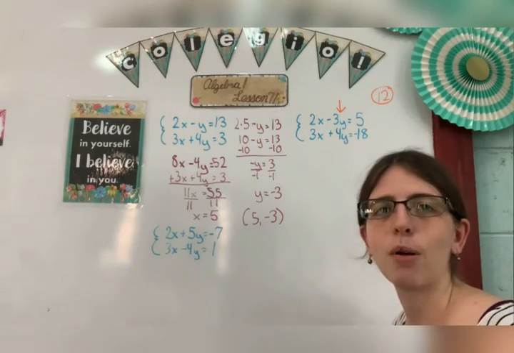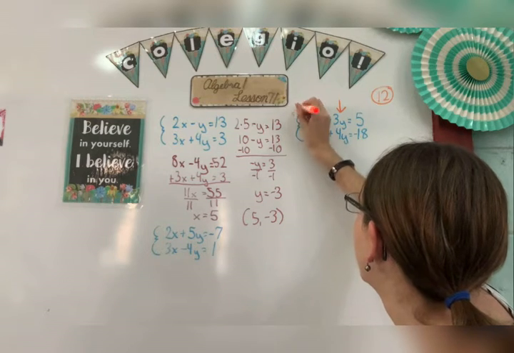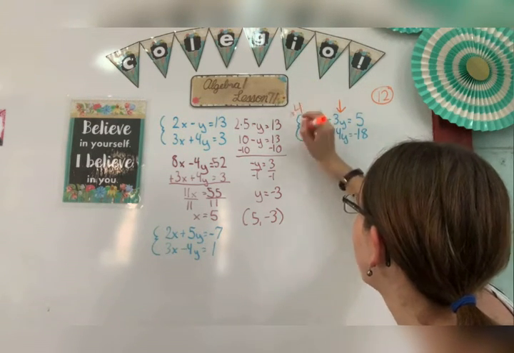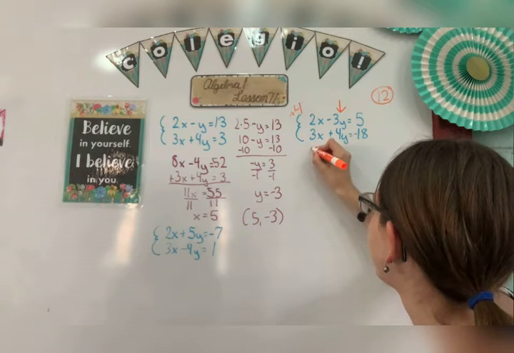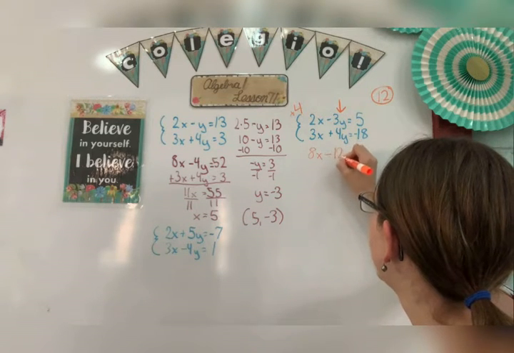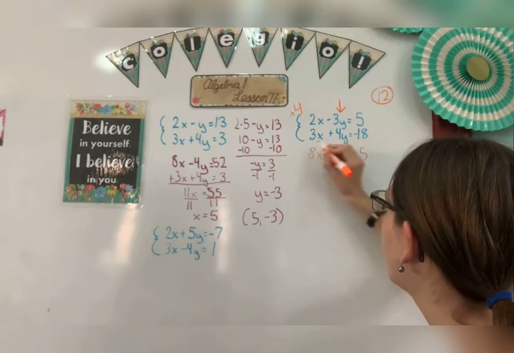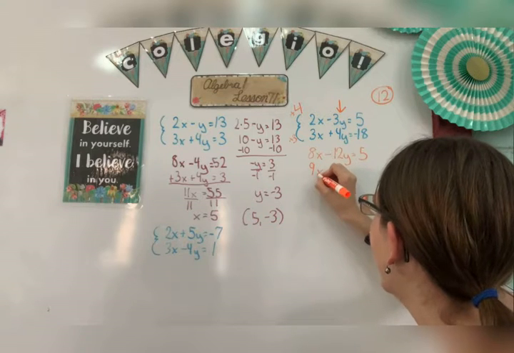So that means I multiply this first equation, I multiply each term by 4, so I can get to 12. 4 times 2 is 8x, minus 4 times 3 is 12y, equals 5. The bottom one, I multiply by 3. 3 times 3 is 9x.